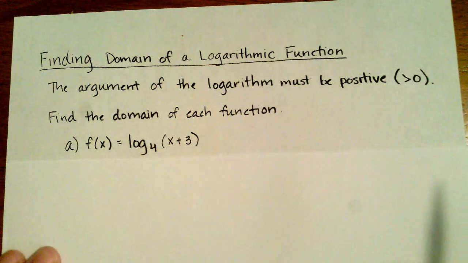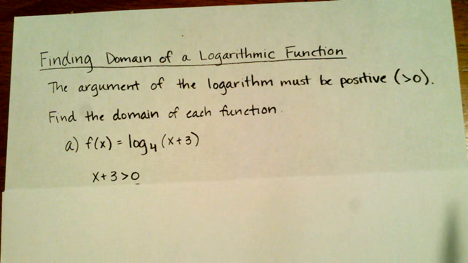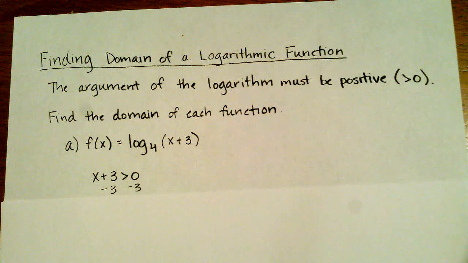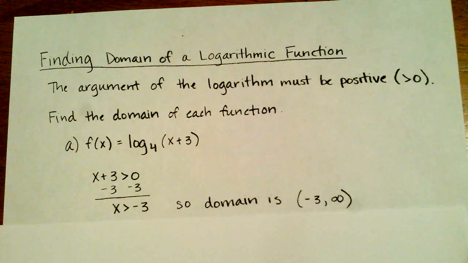So I am just going to set up the inequality x plus 3 is greater than 0. And I'm going to find the solution to this inequality, and that's going to be my domain. So I'm just going to subtract 3 from both sides. I end up with the inequality x is greater than negative 3. So my domain is going to be negative 3 to infinity.